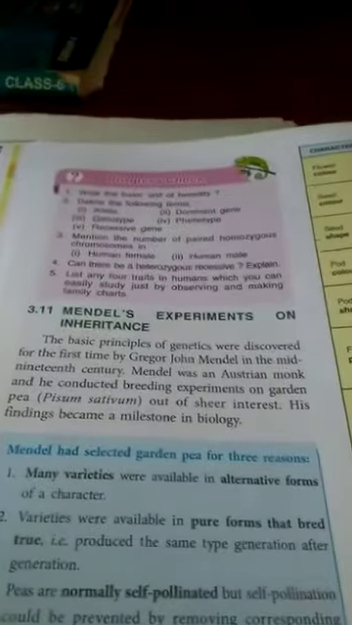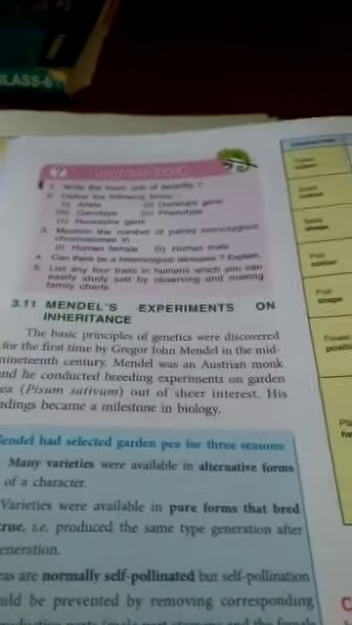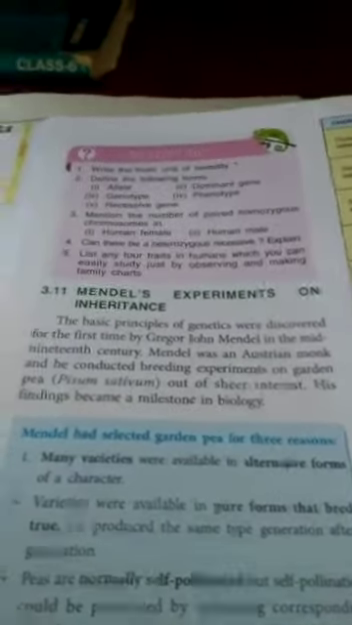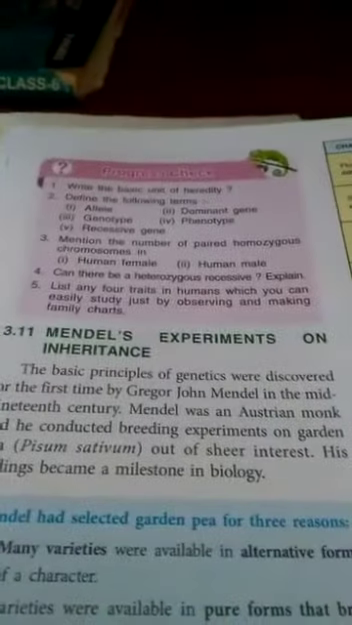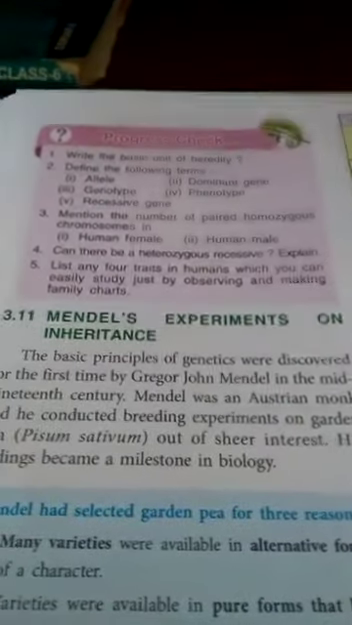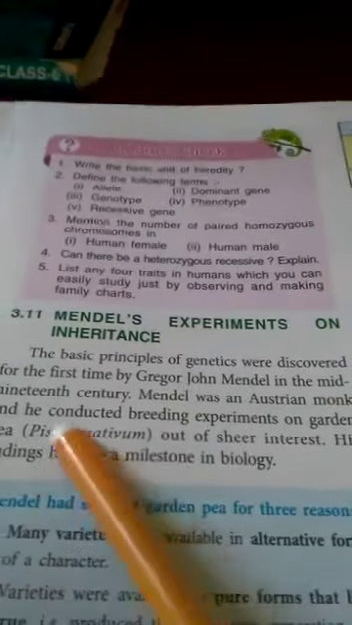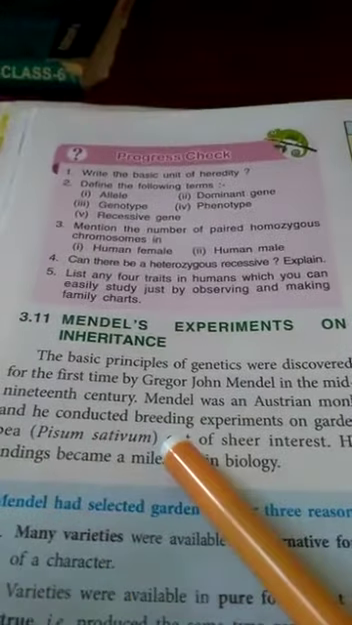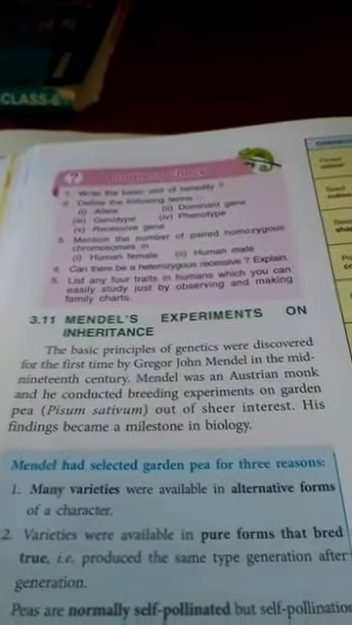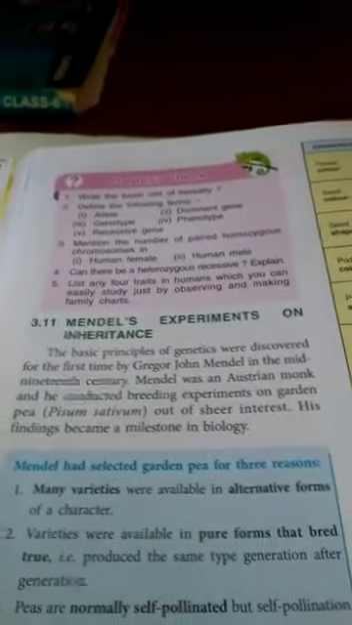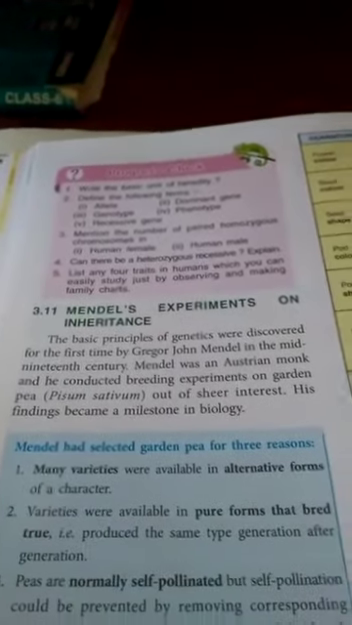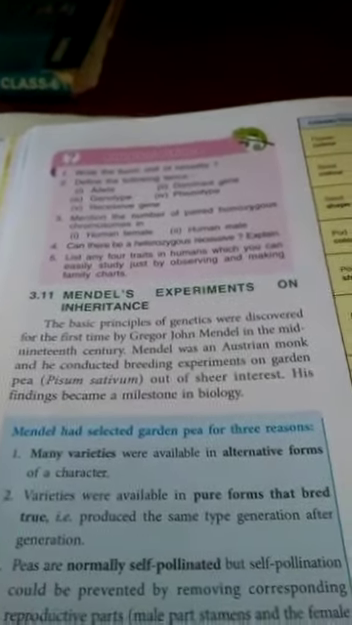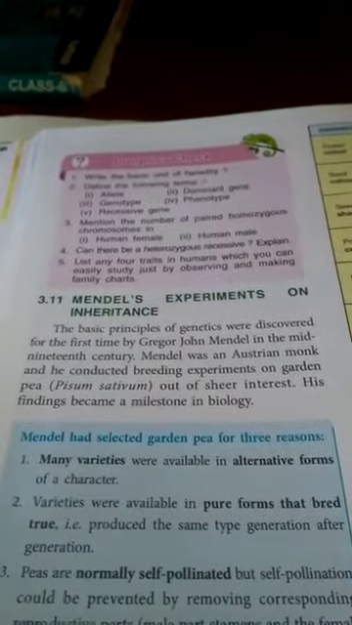Hello students, today we will study Mendel's experiments on inheritance. As we all know, Mendel worked on a pea plant. The scientific name of the pea plant is Pisum sativum. He worked on this plant and carried out several experiments, and on the basis of those experiments he gave some conclusions also. Now there are some reasons for selecting the pea plant.